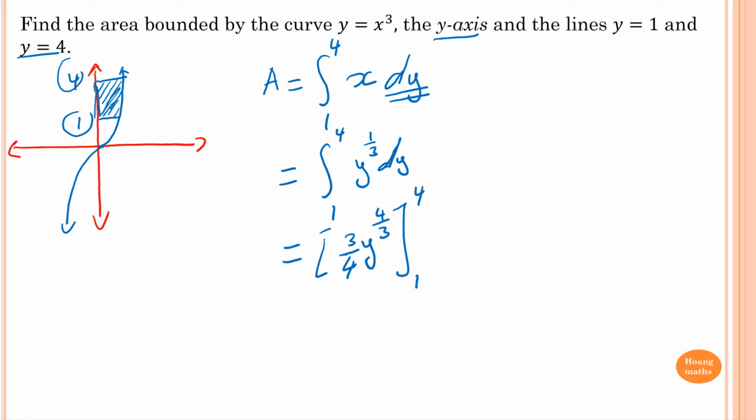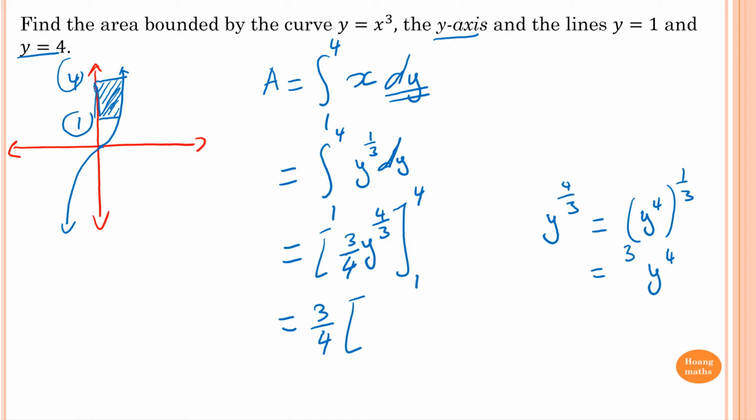To make it easier to substitute, I take the 3/4 out. Remember, y power 4 over 3 is exactly the same as y power 4 to the power of a third, which is the cube root of y power 4. It's just easier to substitute the value in, that's all. So we just write it out first: the cube root of y power 4, of course from 1 all the way to 4.